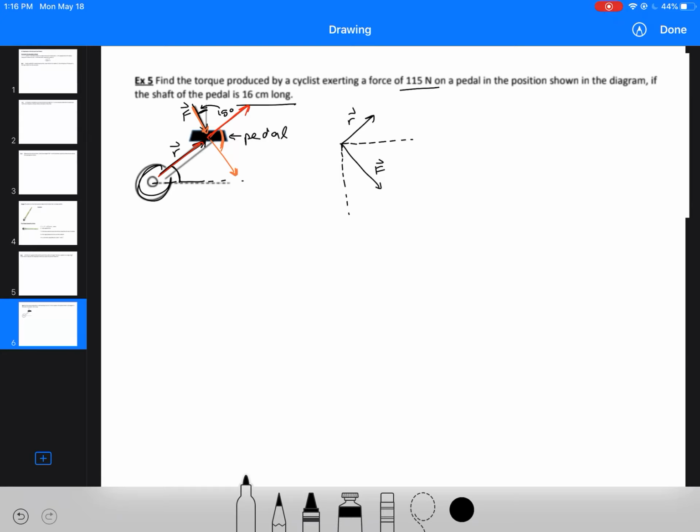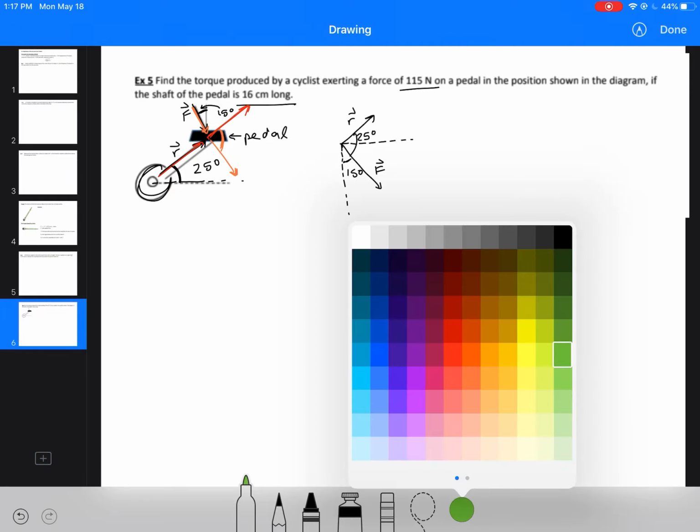Let's add one more thing to our diagram here. So our angle between the radius and the horizontal is 25 degrees. I'm just telling you that. You can't find it. It just wasn't drawn on the diagram. Okay. So let's start by putting in the angle between the radius and the horizontal. That's 25 degrees. And I know that my angle in between the force and the vertical has to be 15 degrees.